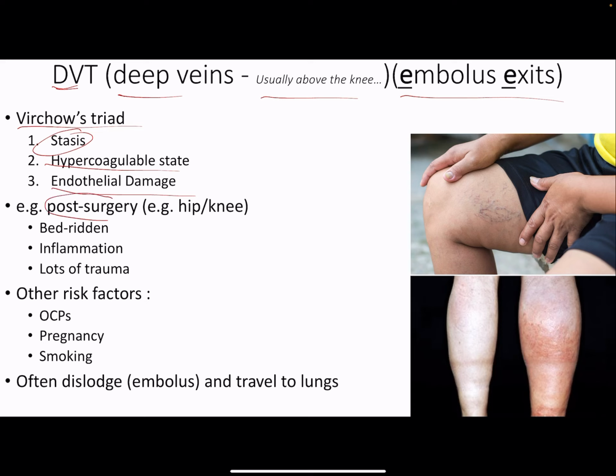As an example, we can consider somebody after surgery. They're going to be bedridden, so that's stasis, check. They're going to have inflammation because of all the drugs and the damage to their body, check. And then there's lots of trauma, because they just had surgery, so check, lots of endothelial damage. Other risk factors will be things like birth control, pregnancy, and smoking, and obviously we're in the lung unit. These deep vein thrombi might travel first to the lungs to cause damage. So we can see the deep vein thrombosis here and a little bit there as well.